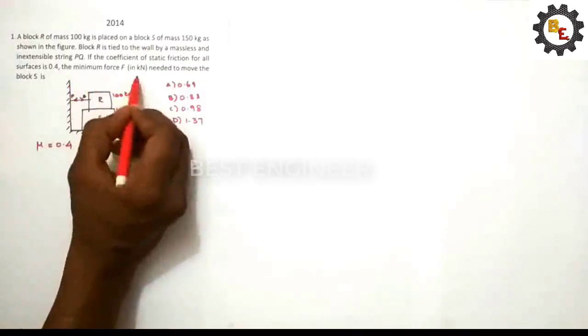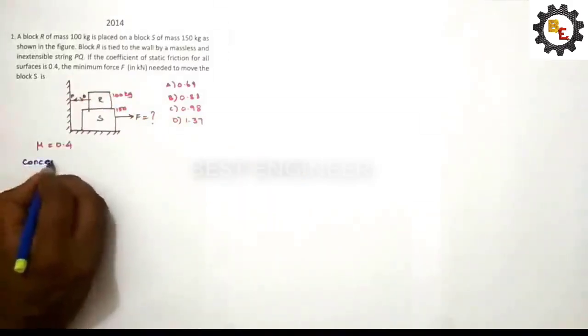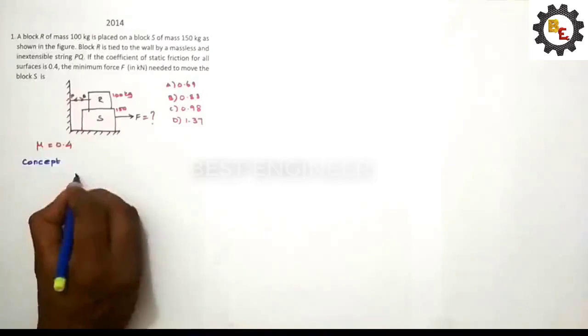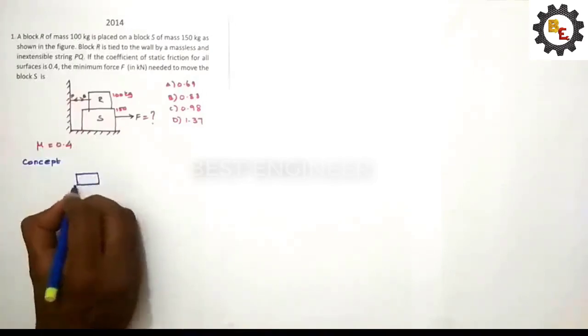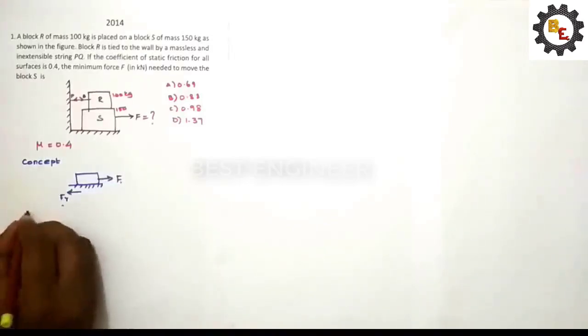What is the minimum force F needed to move the block S? If we go for the concept, when an object moves against a surface, there will act a friction force against the applied force. This is the applied force and this one is the friction force.